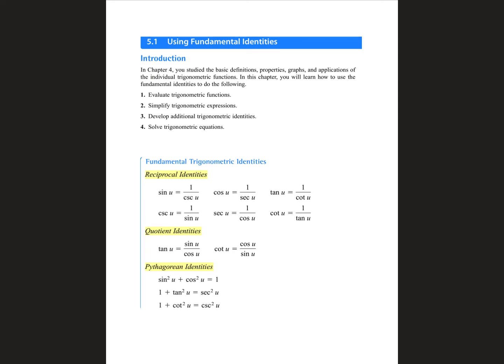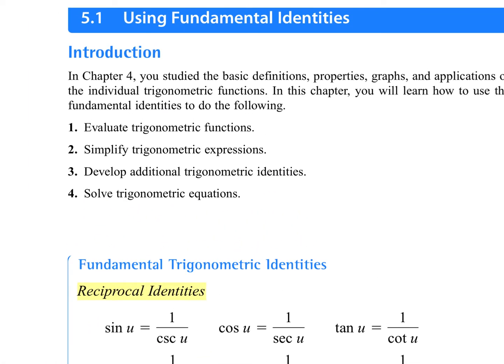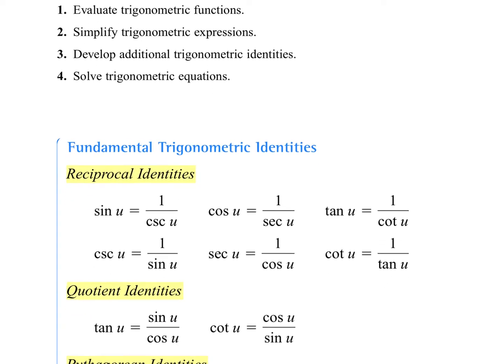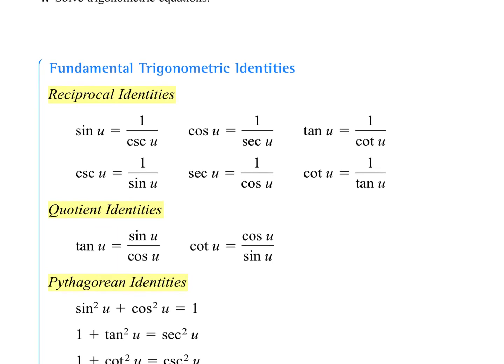Right, so 5.1, we're continuing with our trig functions, but we're going to do different things with them. So we have these trig identities. We're going to be simplifying our trig functions and factoring trig functions, and in order to do that, we need to know our trig identities.